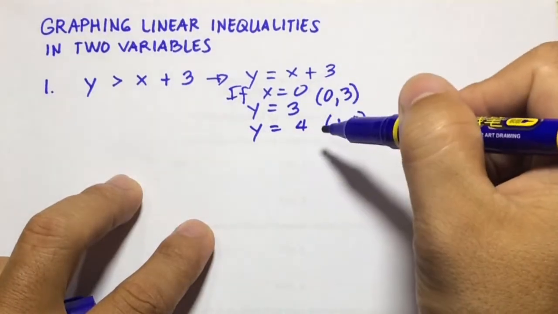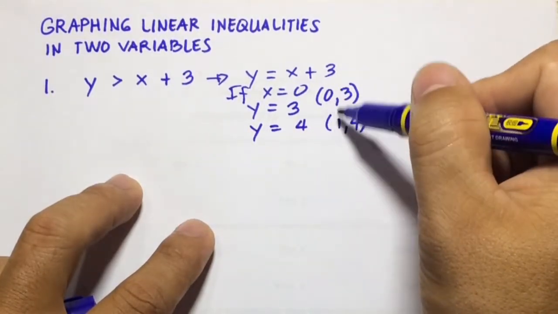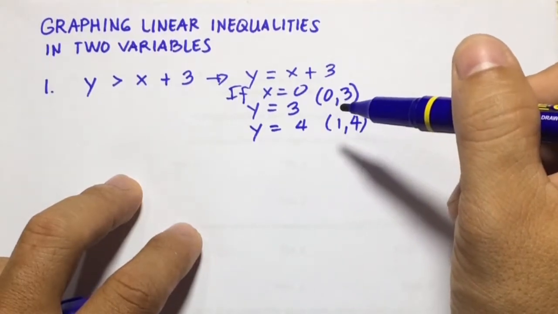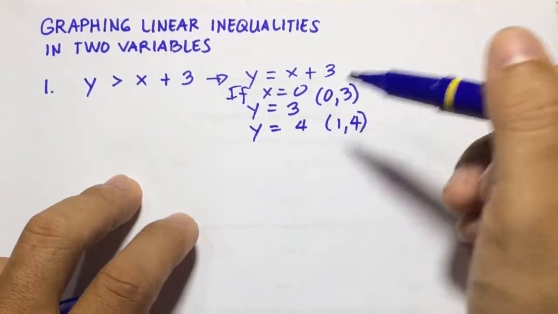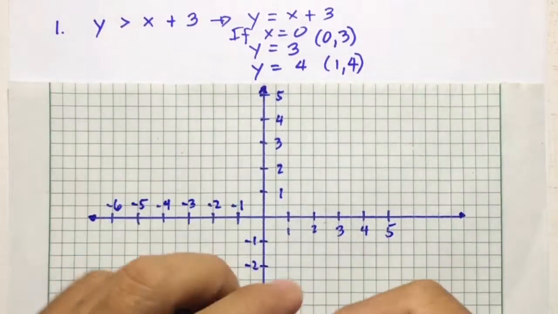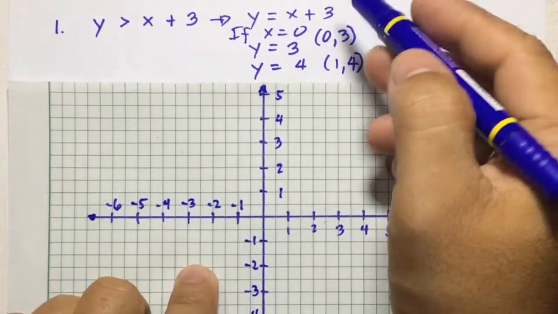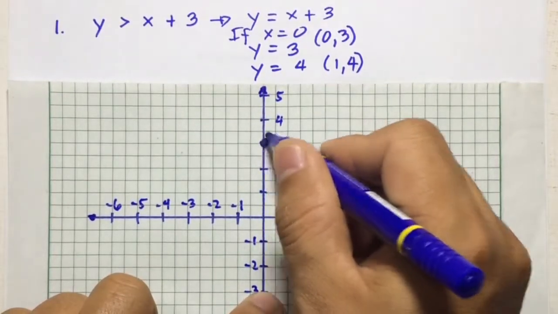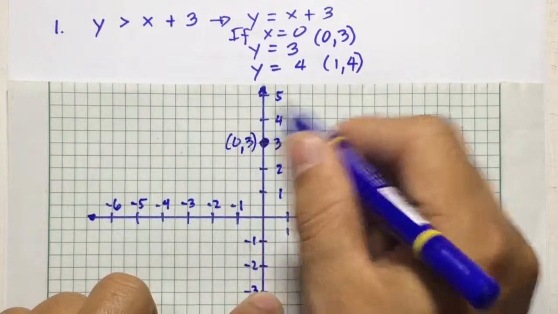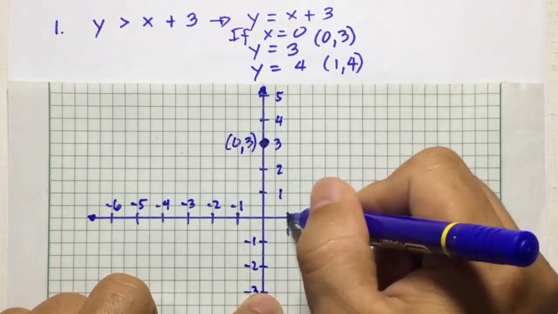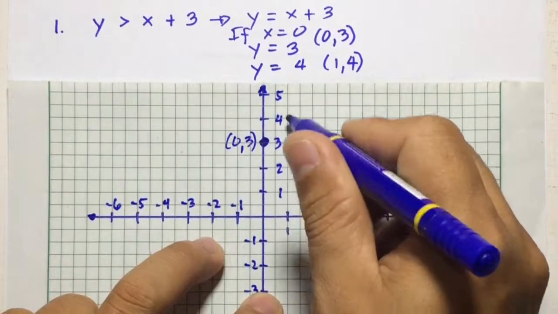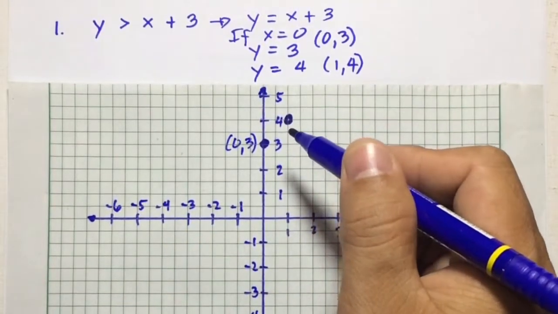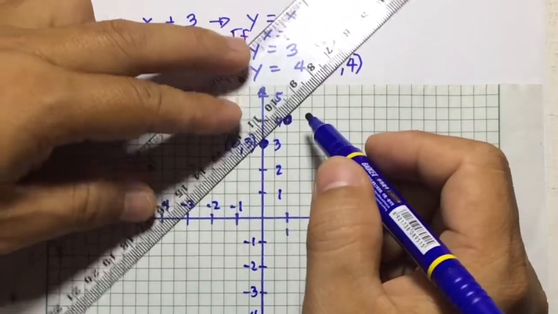Then what we're going to do next is plot these points in a Cartesian plane, then connect them using a straight edge or ruler. So we're going to plot first (0, 3). So 0, then 1, 2, 3. So this is point (0, 3). The next is (1, 4). So we have 1, then 1, 2, 3, 4. Then just connect the 2 points using a ruler or straight edge.